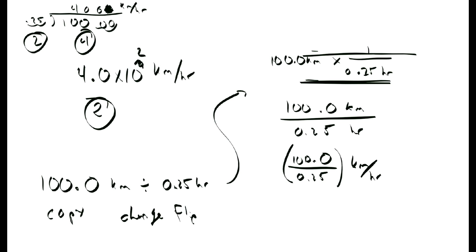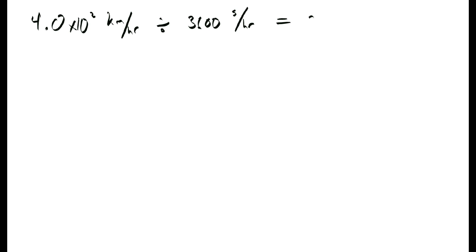All right, let's show you a slightly more complicated problem. What if the division problem you were doing was 4.0 times 10 to the second kilometers per hour divided by 3,600 seconds per hour? That could be fairly complicated, right? Actually it could. What you're going to end up with, though, is 0.11 kilometers per second. That is the actual answer, unless I've screwed up. Don't worry, we'll be double-checking as we go along.